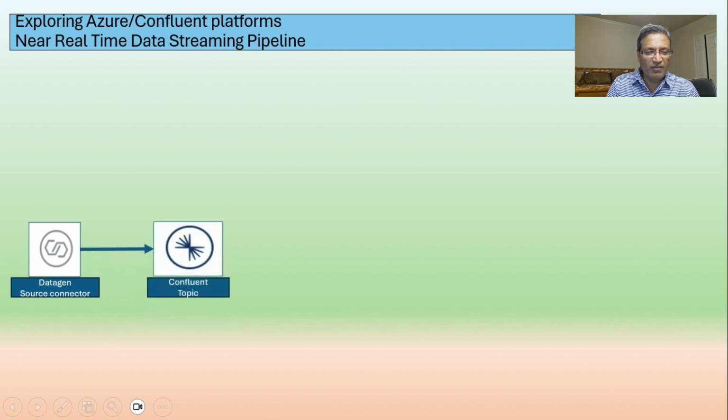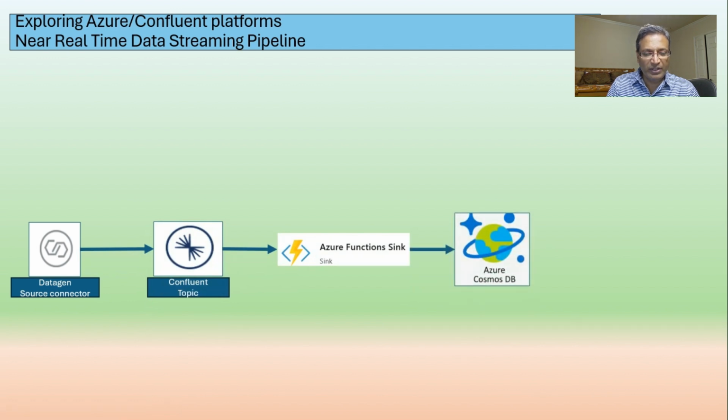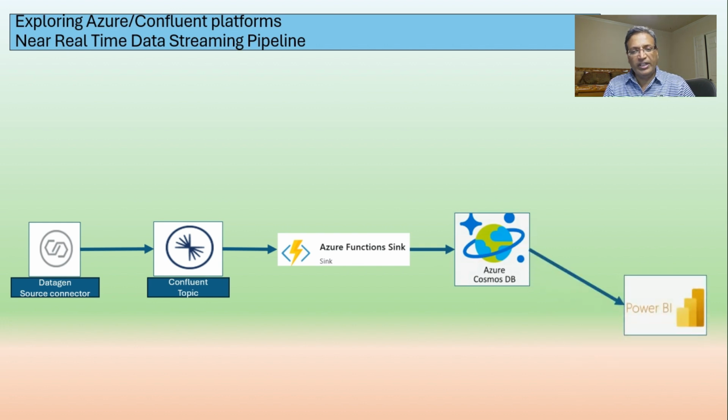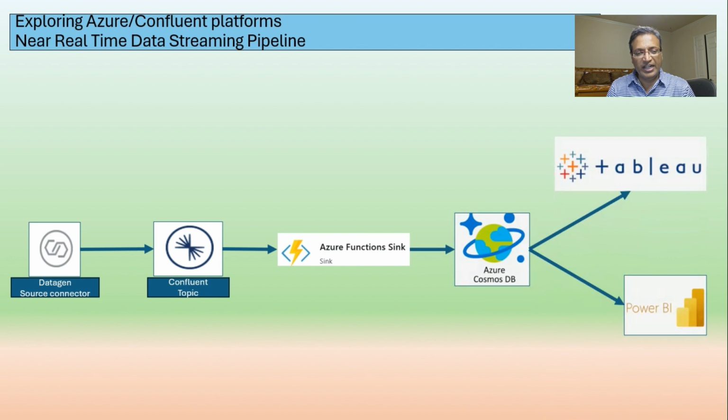It will be pumped into a Confluent topic, and from the Confluent topic, we'll use the Azure Functions Sink Connector to pull the data from the Confluent topic and write to Cosmos DB. And then from Cosmos DB, you can use the data for analytics purposes on Power BI or Tableau. So this is the data pipeline that we'll try to build to simulate a near real-time data streaming pipeline.